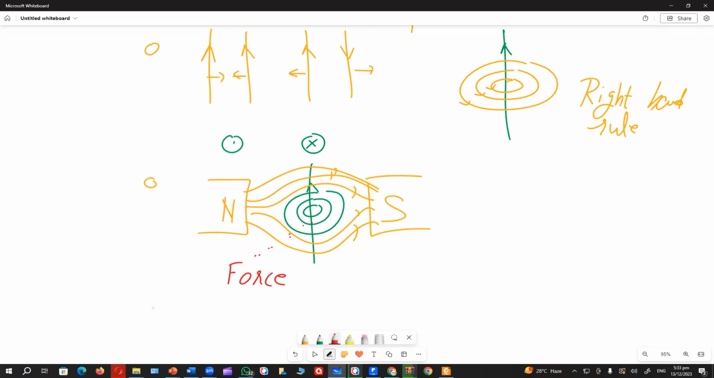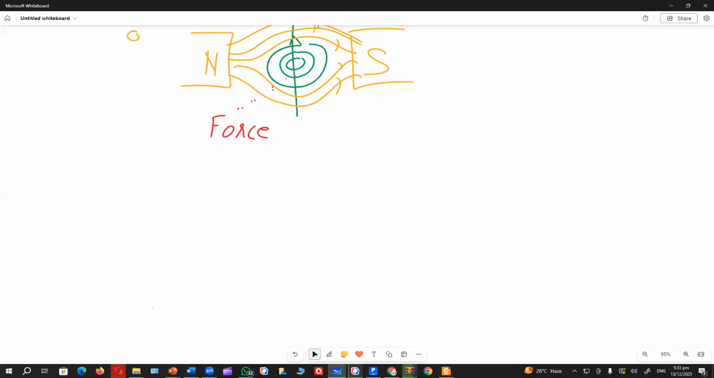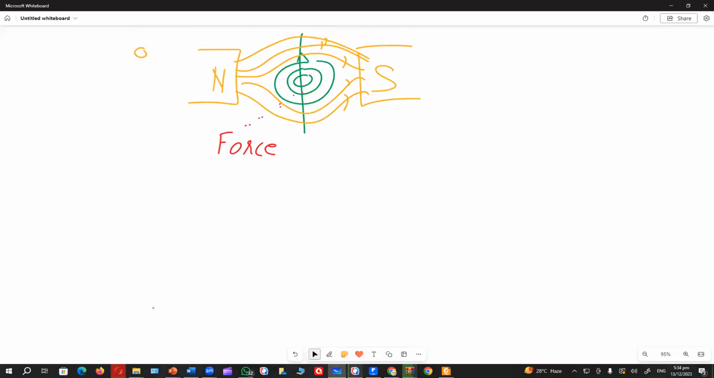So what was the concept? When a current carrying conductor is placed in a magnetic field, it experiences a force. This force will try to remove the wire from the field. We determine this force by the all-time famous Fleming's left-hand rule. I have shared one or two videos also for this. Fleming's left-hand rule is used to determine the direction of the force on a wire.